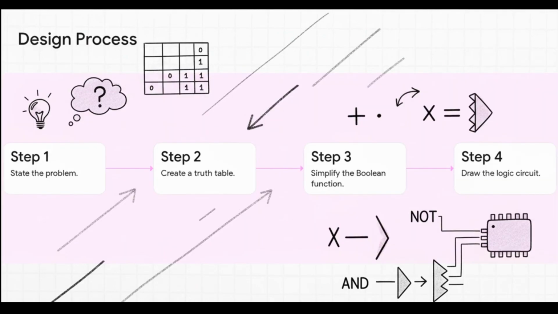So how do you actually go from an idea like, hey, I want to add two numbers, to a physical circuit? Well, engineers follow this 4-step process. First, you state the problem. Then, you create what's called a truth table, which is just a chart that maps out every possible input and the output you want for each one. It's like your cheat sheet. Then, you use that Boolean algebra we talked about to turn the table into a formula. And finally, you draw the circuit. It's a surprisingly elegant process that takes you from pure logic to real-world hardware.